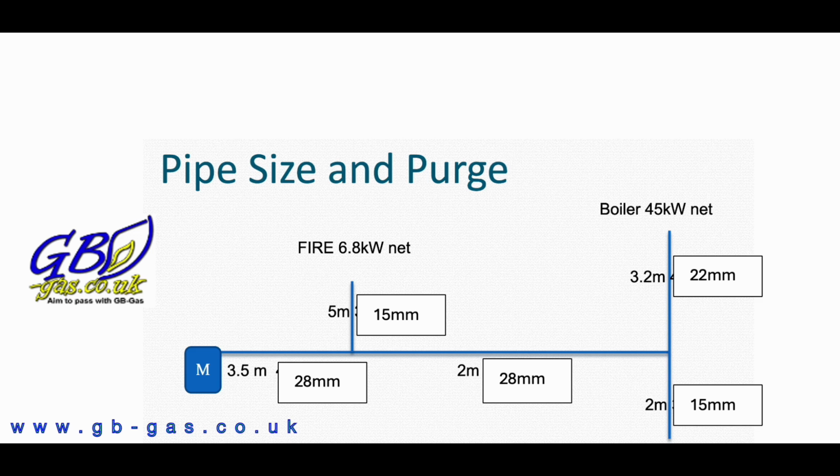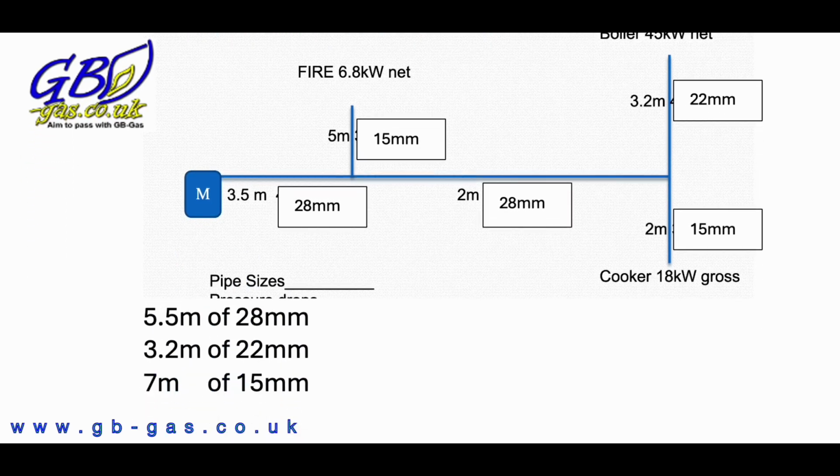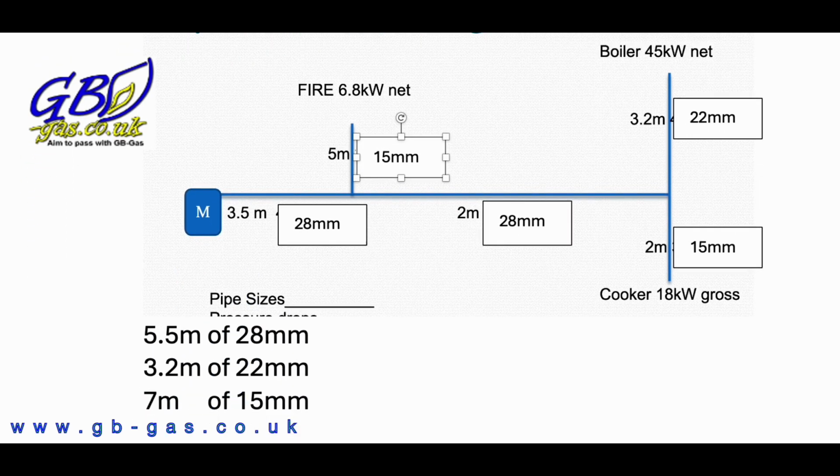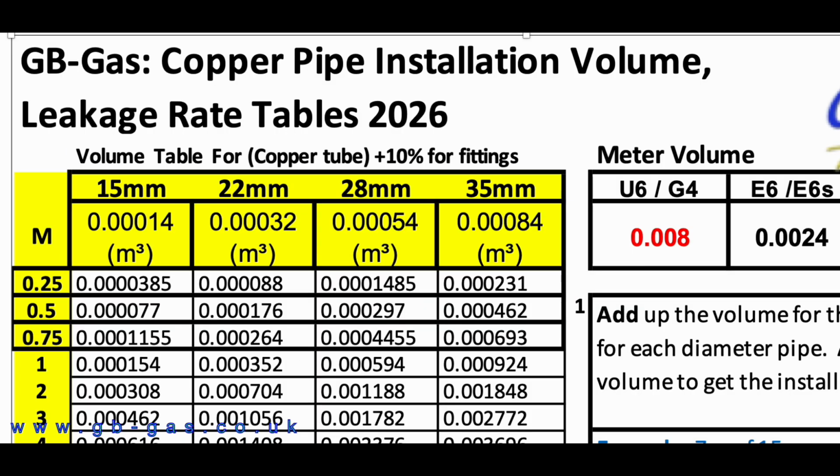So here's a little example. We've got so many meters of 28mm pipe and 15mm pipe. So on your installation, you would count up how many meters of each pipe. I've done that already. So we've got 5.5 meters of 28, we've got 3.2 meters of 22, and 7 meters of 15. What we can use is the new table. This is available to download free from the website under the free download section.